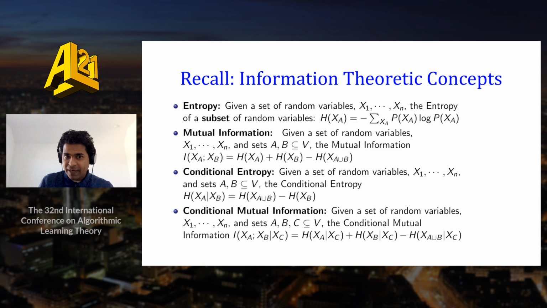You can then extend this to define the joint information, or the mutual information, between two sets of random variables. Imagine you have two subsets A and B of random variables, and you can define the mutual information between XA and XB as follows. Then you also have the conditional entropy, which is the conditional gain of adding a subset A to an existing set B. And finally, you have the conditional mutual information, which is the conditional joint information between A and B conditioned upon a set C. All of these quantities are known with single random variables, and are also known with sets of random variables.